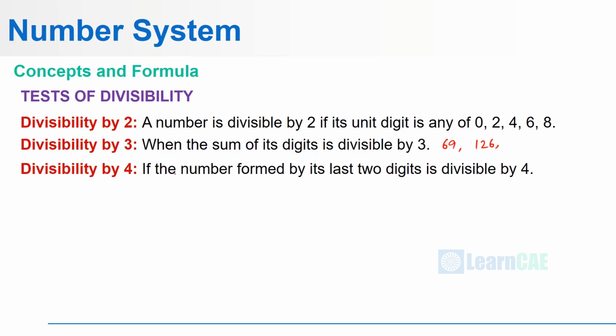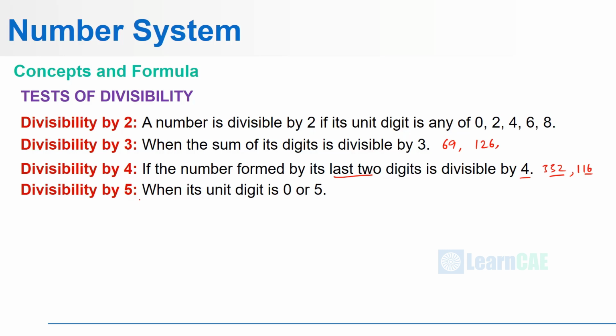Next, divisibility by 4. That is, if the number formed by its last 2 digits is divisible by 4. For example, 332. Here 32 is divisible by 4. Therefore, 332 is divisible by 4. Next is 116. Here 16 is divisible by 4. Therefore, 116 is also divisible by 4.